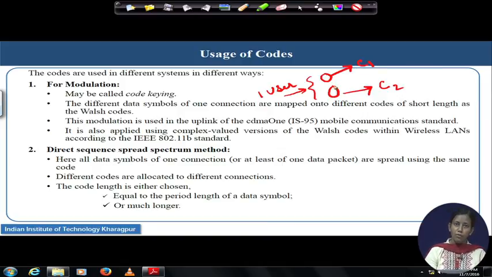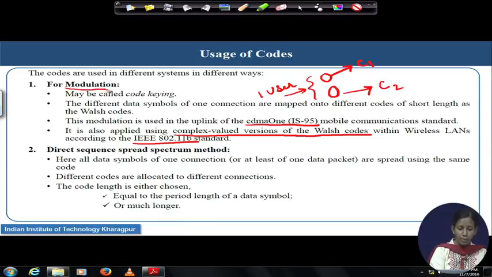We have utilized this kind of code keying in a practical system design, the CDMA 1 or IS 95 mobile communication standard, where in the uplink communication code keying is utilized. Each and every symbol of a user is mapped into different codes. Also, the complex valued version of the Walsh code is used in WLAN, especially in the 802.11b standard, which is another good example of code keying. So, code utilized for modulation is one application.